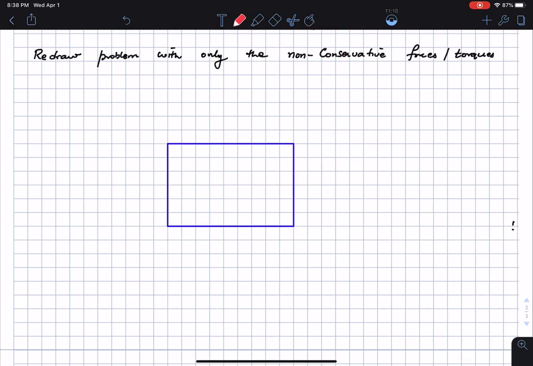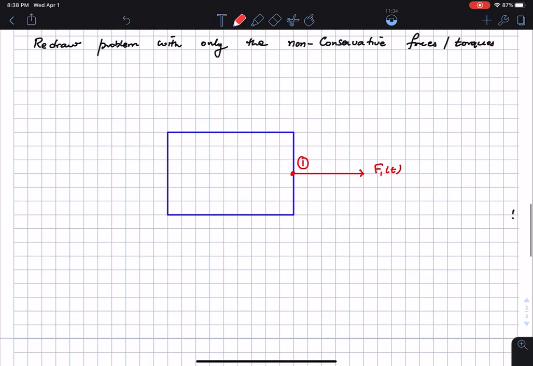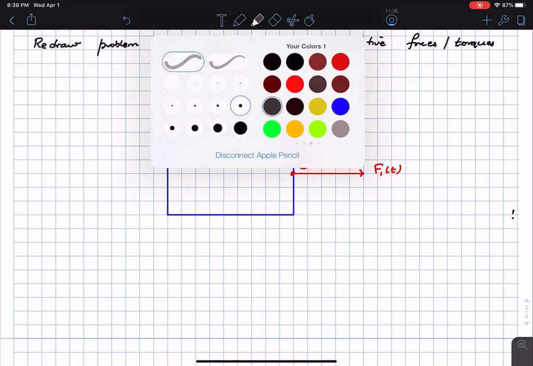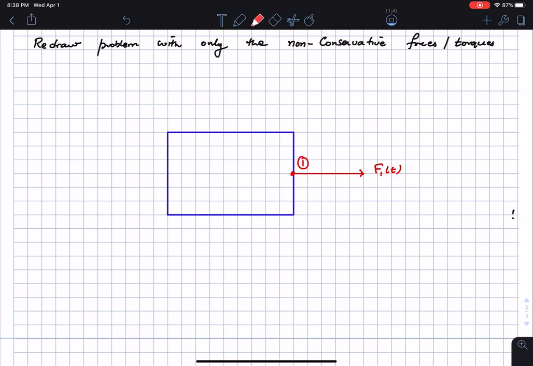Now I'm going to have the force F1 of t, which is acting at that particular point, right? So that is F1 of t, and I'm going to call the point where it acts point 1. That's the first force. Then I have the force F2. I have the pendulum first of all, which is attached to the body here, which I'm going to draw in a minute.